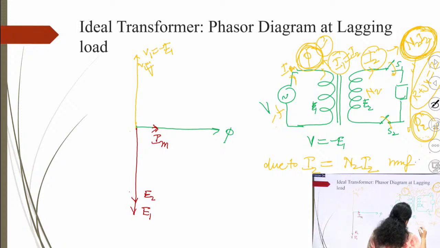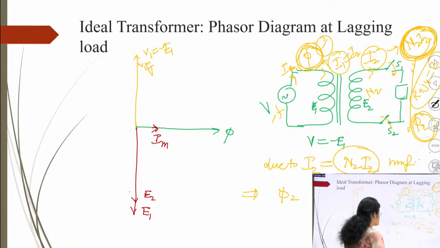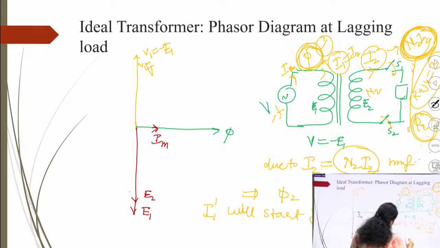MMF will be produced in the low voltage side, you can say, right. So that amount of MMF will produce the flux phi 2, right. So this flux phi 2 must be nullified. That's why the I1 dash current will start flowing in the primary side or high voltage side, right.